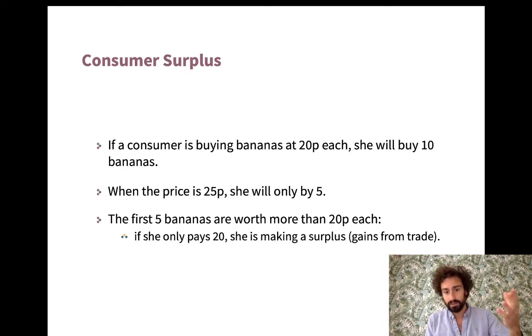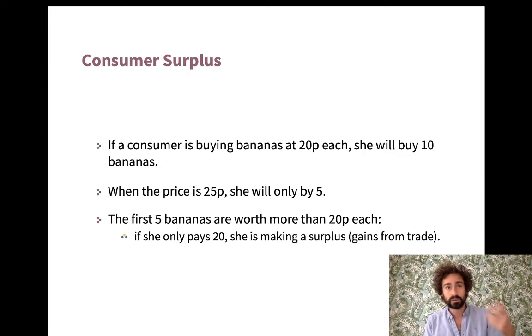When she's buying the bananas for only 20p, she buys 10, but we know that the first 5 bananas were worth more than 20p to her. We know that they were worth at least 25p because she was willing to buy those 5 for a more expensive price. So the first 5 bananas are worth more than what she ended up paying for them.